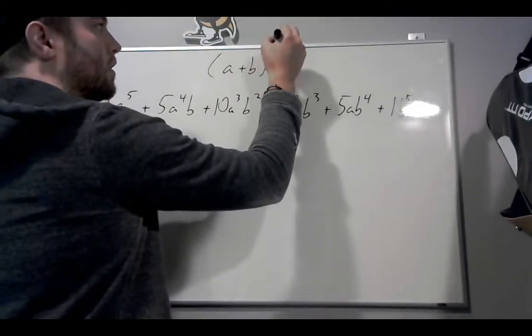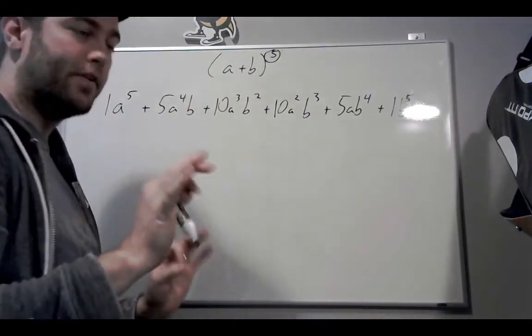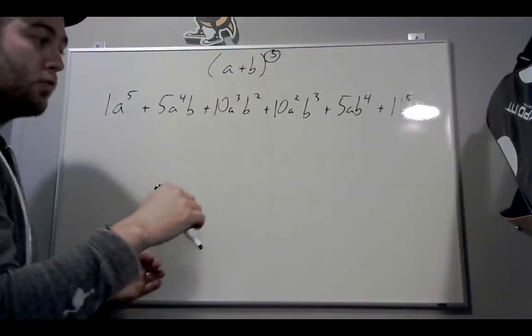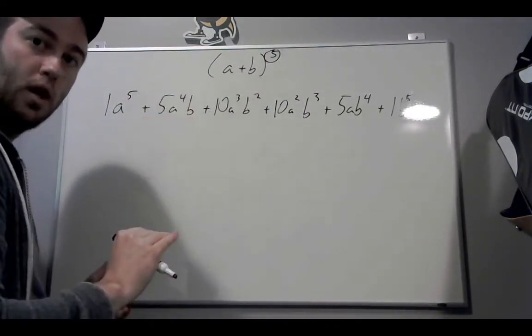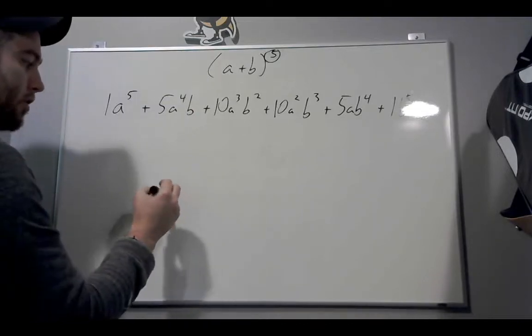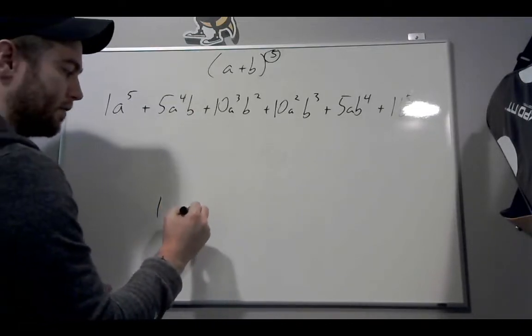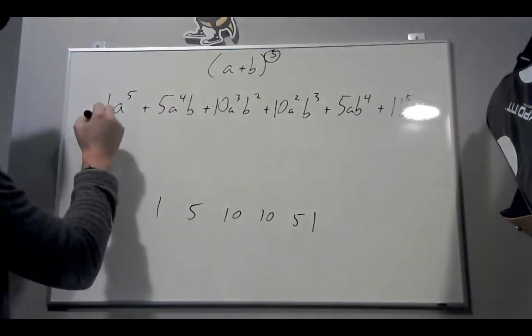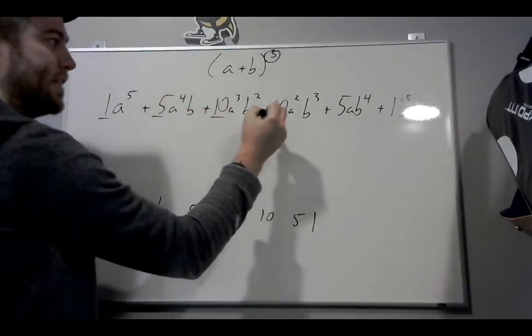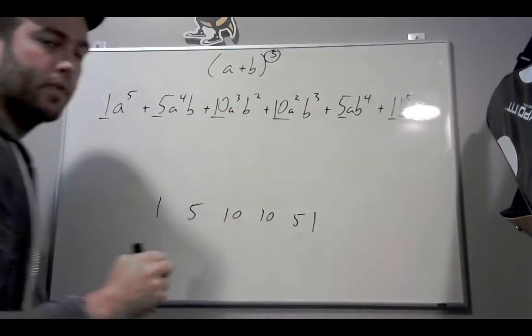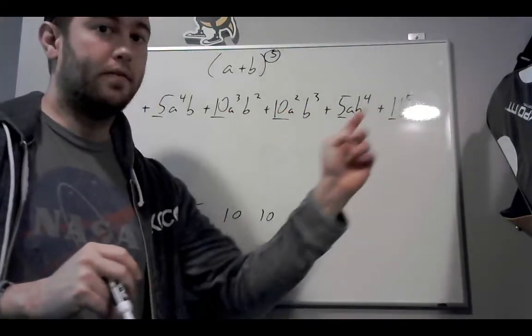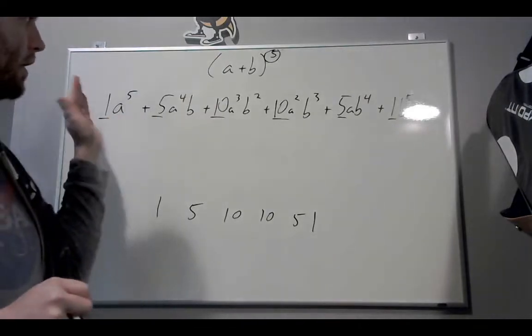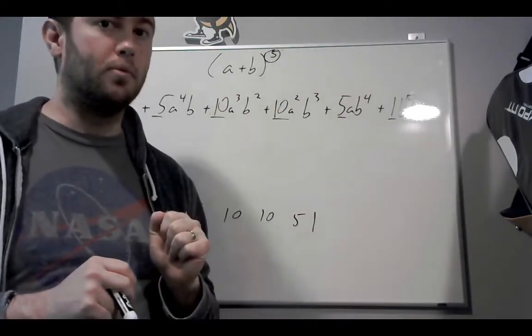So notice that I'm raising this to the fifth power. If you also remember what your Pascal's triangle's fifth row was: 1, 5, 10, 10, 5, 1. Notice all of my coefficients: 1, 5, 10, 10, 5, 1. So that is part of the pattern. I went to the fifth row and I put out all of those numbers.